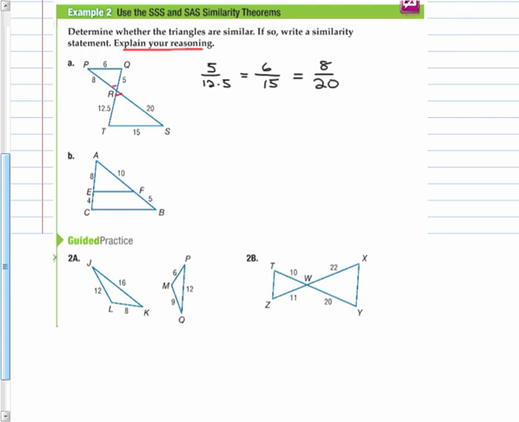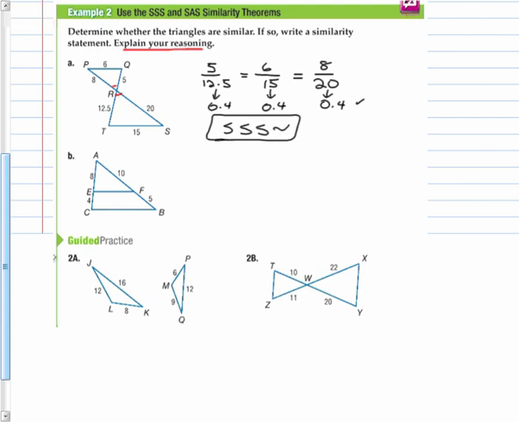Now, how do I check again to see if these are actually proportional? I can divide. Why don't you do that for me real quick? Get your calculators out. 5 divided by 12.5. 0.4. 0.4, exactly? Yes, sir. 6 divided by 15. 0.4. You just making that up? No. 8 divided by 20. 0.4. All right. So the check that I did verifies that yes, they are similar by side similarity.